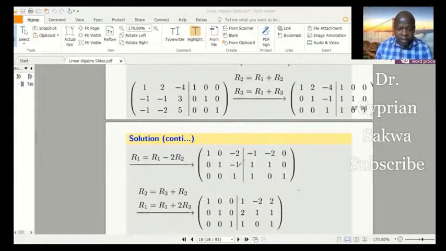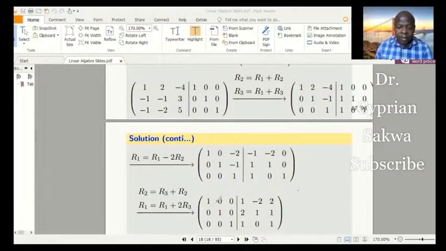This plus this gives me 0. This plus this gives me 2. This plus this gives me 1. This plus this gives me 1. What about this plus 2 times this? Gives me 0. This negative 1 plus 2 times this gives me 1. Negative 2 plus 2 times this gives me negative 2. And 0 plus 2 times 1 gives me 2.